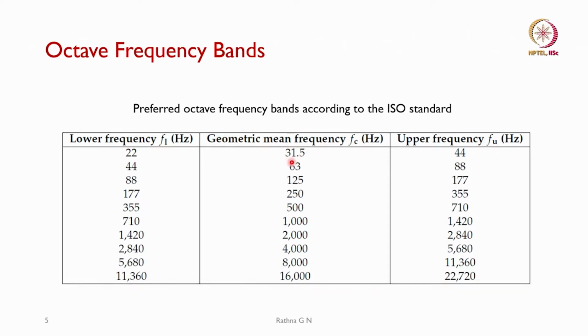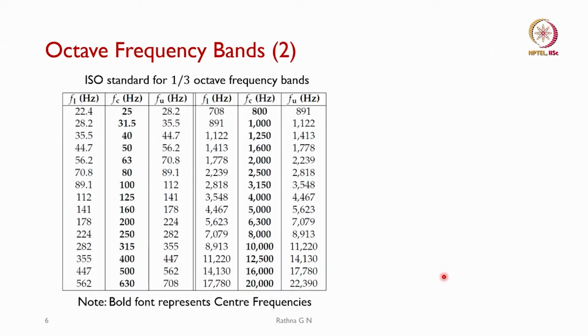So, which varies between 31.5 hertz to 16 kilohertz in this, and the upper frequency one can have is from 44 hertz to 22.72 kilohertz. So, this table shows that, and that is for a complete 1 octave. And if you see the 1/3 octave frequency bands, the ISO standard is given as this.